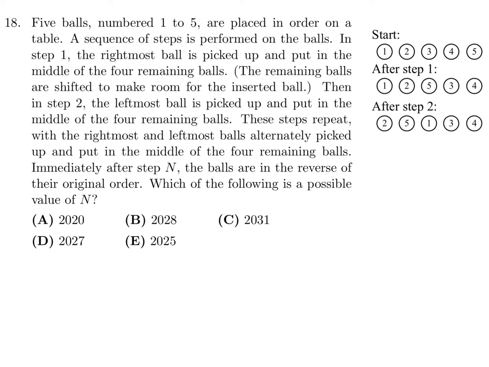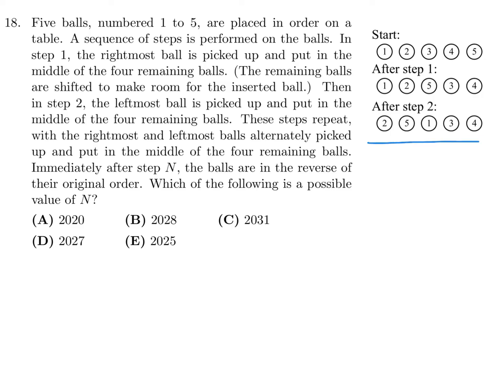Five balls numbered 1 through 5 are placed in order on the table. A sequence of steps is performed on the balls. In step 1, the rightmost ball is picked up and put in the middle of the 4 remaining balls. Then, in step 2, the leftmost ball is picked up and put in the middle of the 4 remaining balls. These steps repeat, with the rightmost and leftmost balls alternately picked up and put in the middle of the 4 remaining balls. Immediately after step n, the balls are in the reverse of their original order. Which of the following is a possible value for n?